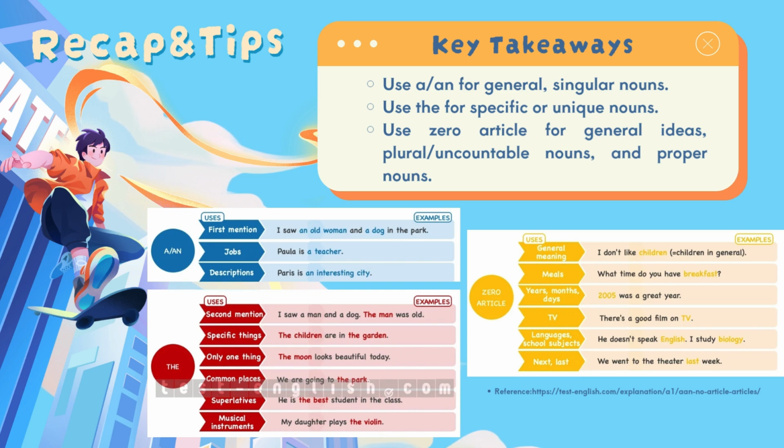However, we don't use an article before plural or uncountable nouns to talk about something in general, and before the names of meals: breakfast, lunch, or dinner, or before names of years, months, and days of the week. Furthermore, we do not use an article with TV when used as a broadcasting service, not as an appliance. And make sure you don't use an article before the names of languages and school subjects. Last, we do not use an article before next and last plus time expressions when they mean before or after now. The important thing to remember is that the key to mastering articles is practice.